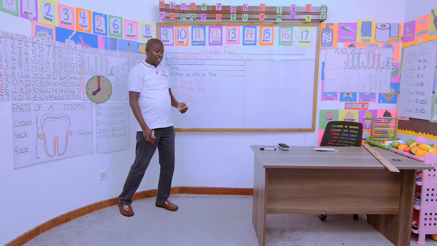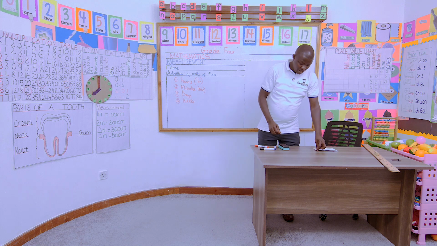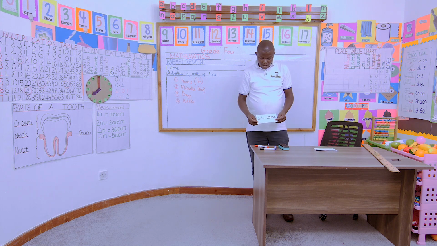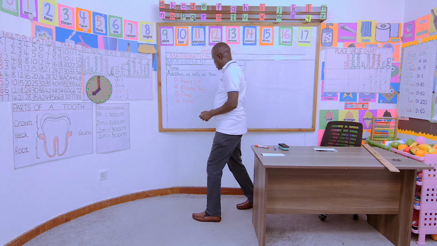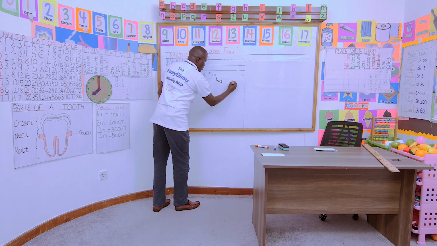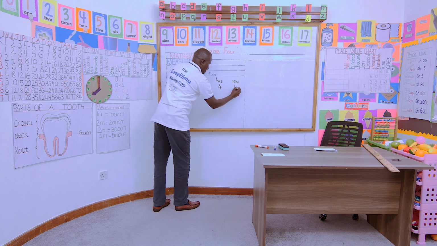Now, learners, in our pairs, we can observe these number cards. The first one I pick is this one. We have 4 hours and 10 minutes. Let me write it here. Hours and minutes. So we have 4 hours, 10 minutes.